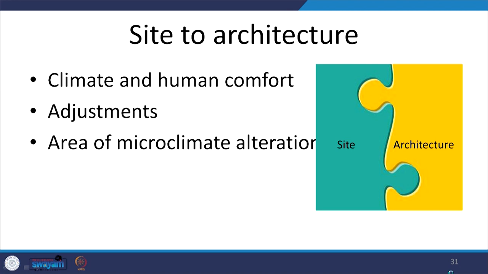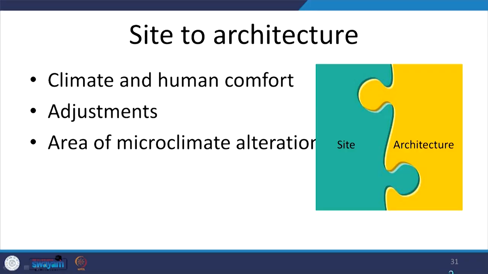Here we have to look at the climate and human comfort, which is what all of you must have already read in climatology. We will also brush upon it and see how architecture responds to the climate, and then we derive human comfort. The adjustments that we have to make because of the site specific constraint, and the area of microclimatic alteration. So this is how we respond when we are designing architecture and taking in consideration the site.